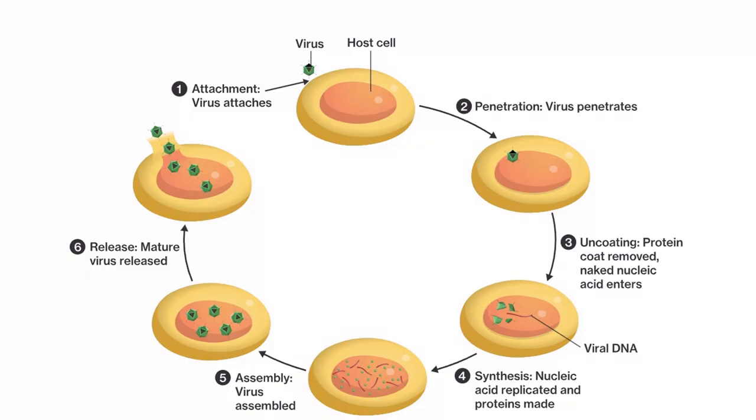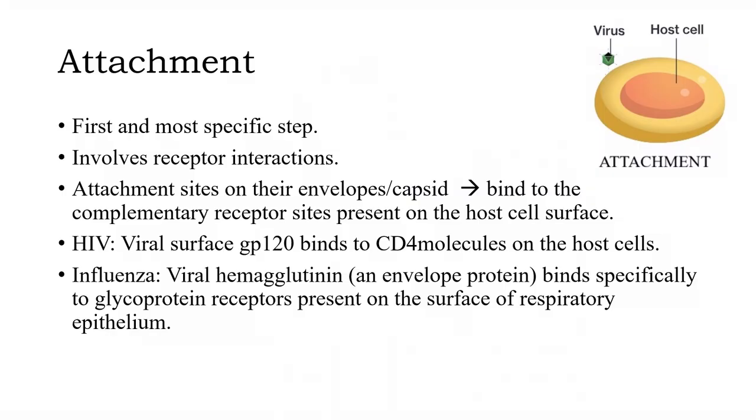The first step is the attachment, which is the most important step, where the virus will attach to the particular cell via receptors. So the HIV can attach to the CD4 molecules using a GP120 receptor. The influenza virus will have viral hemagglutinin receptors which can bind to the host cells.